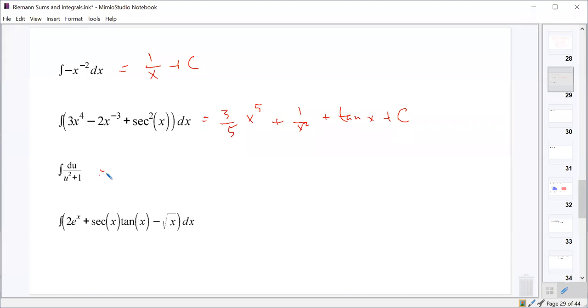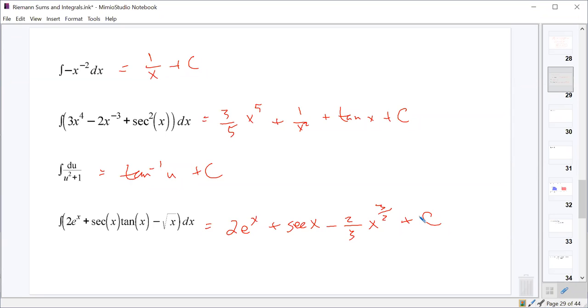What about this one? Arctangent plus c. Yeah, that one's just inverse tangent or arctangent, either way you want to write it. Inverse tangent u plus c. And then integral of e to the x is still just e to the x. So 2e to the x plus secant x. And then x to the 1/2 ought to become 2/3 x to the 3/2 plus our constant. Everybody good there or no?